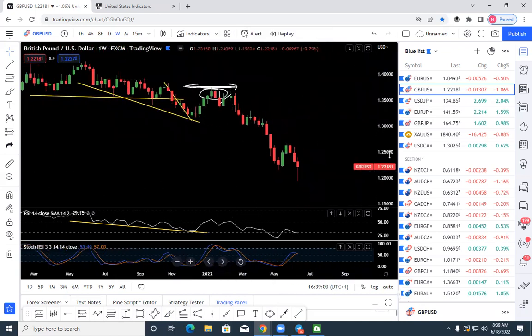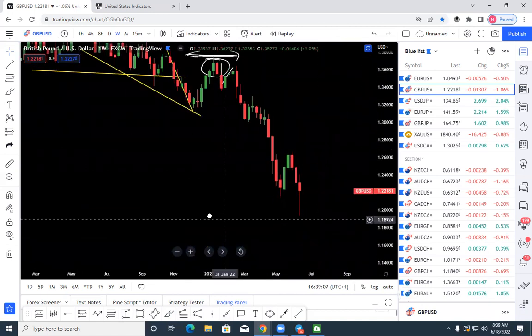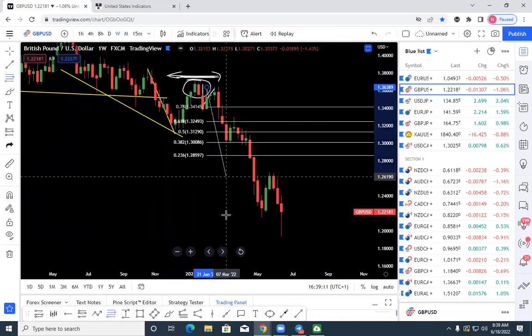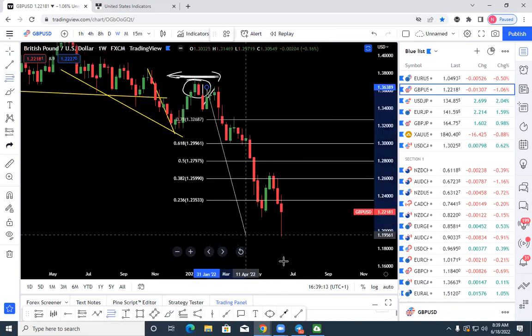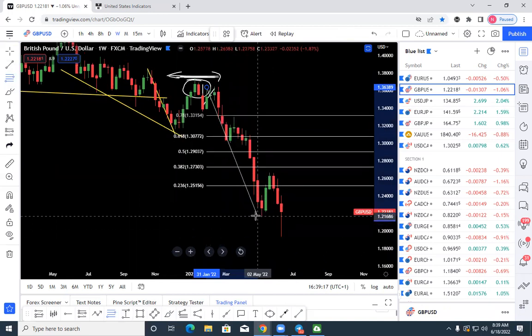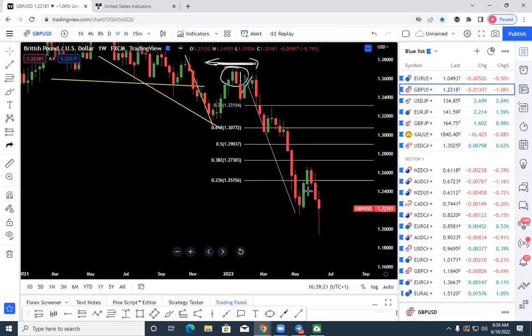But right now, you have had another impulse. We are going to take this as another impulse. You see this impulsive leg to the downside? This is where it terminates. Why don't I put it here, guys? Why did I say here? You need to understand the concept of orthodox bottom. Concept of orthodox bottom.